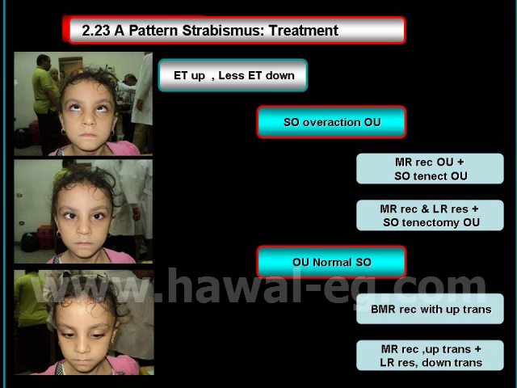If the superior obliques are normally acting, the treatment is bilateral medial rectus recession with upward transposition, or resection of the lateral rectus with downward shift and recession of the medial rectus with upward shift of the insertion.